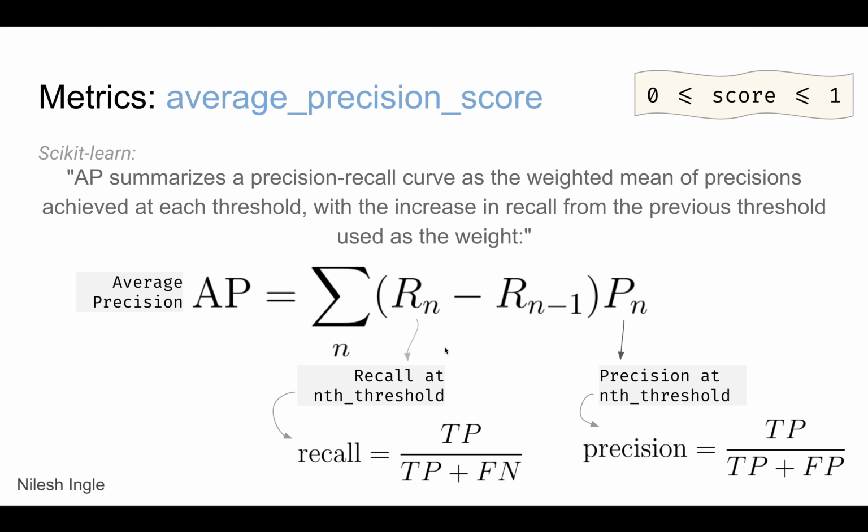Next, let's look at average precision score. So precision again is given by this relation, which is true positive divided by true positive plus false positive, and then recall is given by true positive divided by true positive plus false negative. And this is similar to what we have seen earlier.